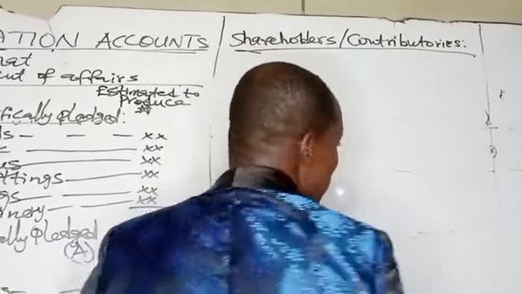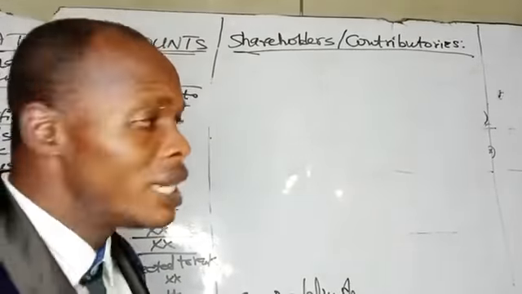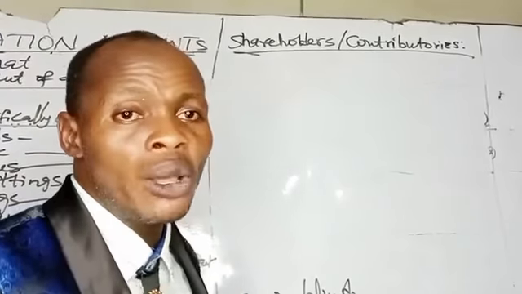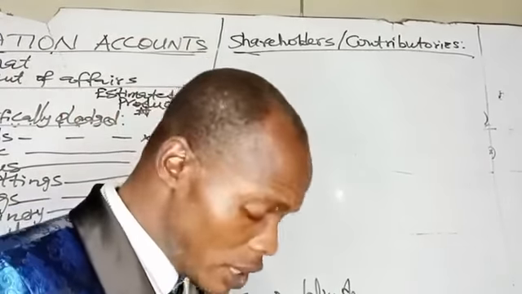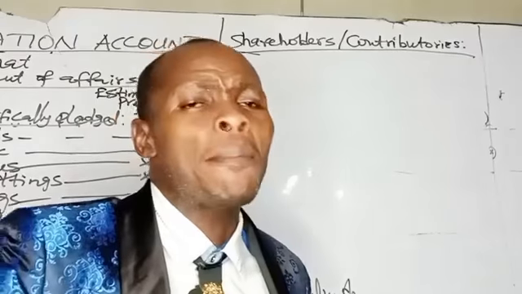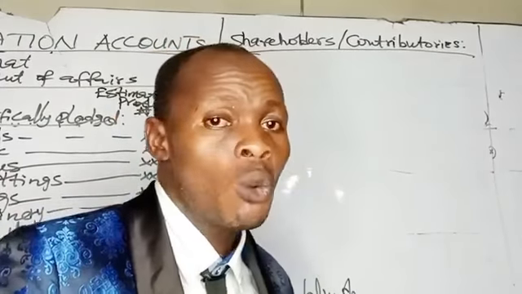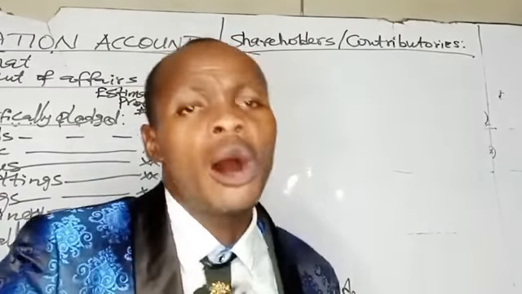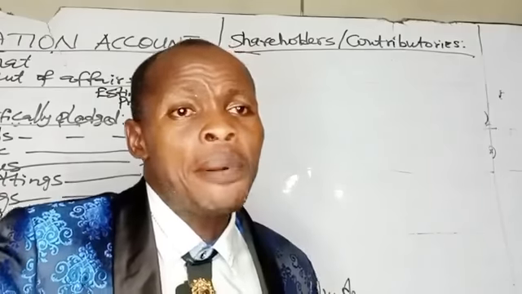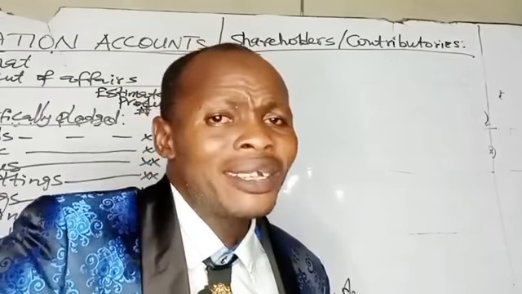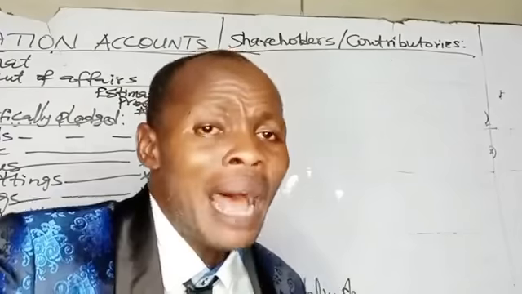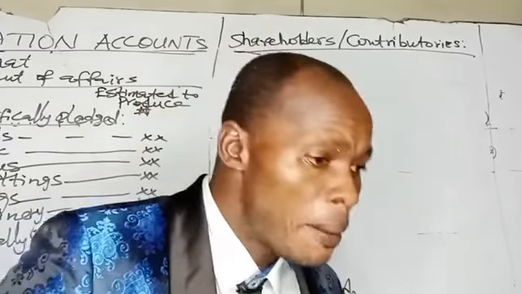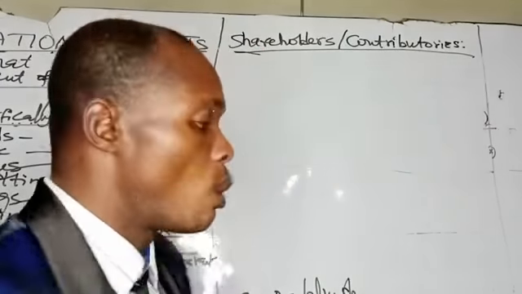Shareholders or contributories. Now, it depends on the question. In some cases, you'll be told that preference shares are to be ranked pari passu with ordinary shares, while in some cases, preference shares will be ranked prior to ordinary shares. Where preference shares are to be ranked prior to ordinary shares, that means the claims of the preference shareholders have to be met before the ordinary shareholders will be considered.